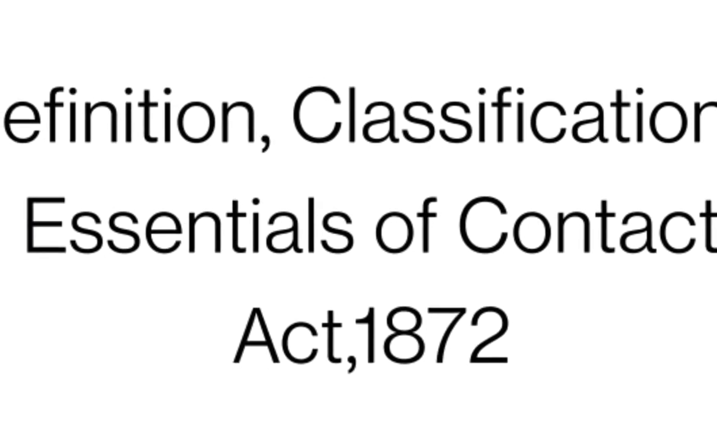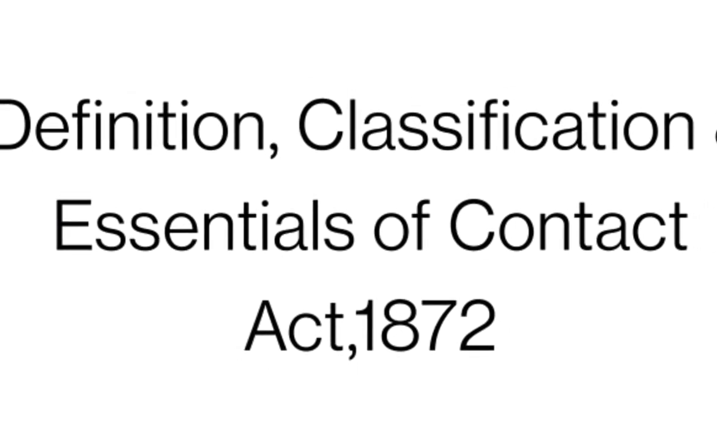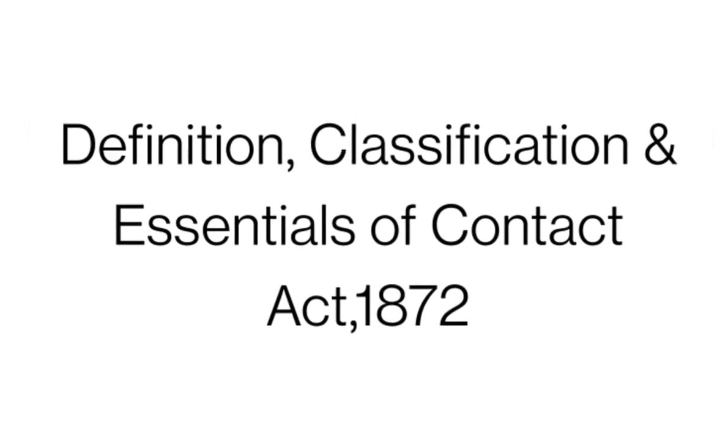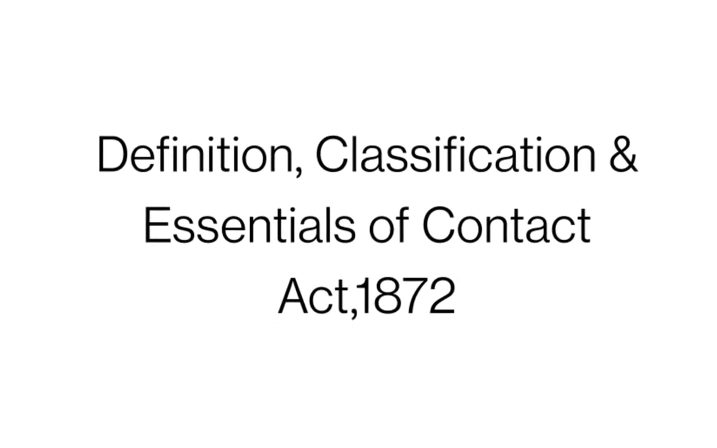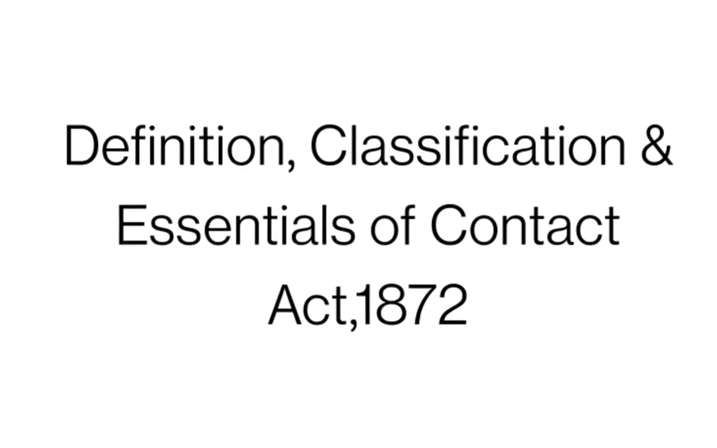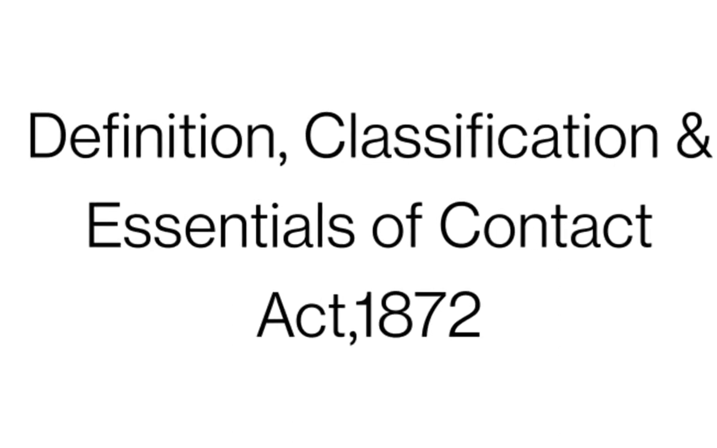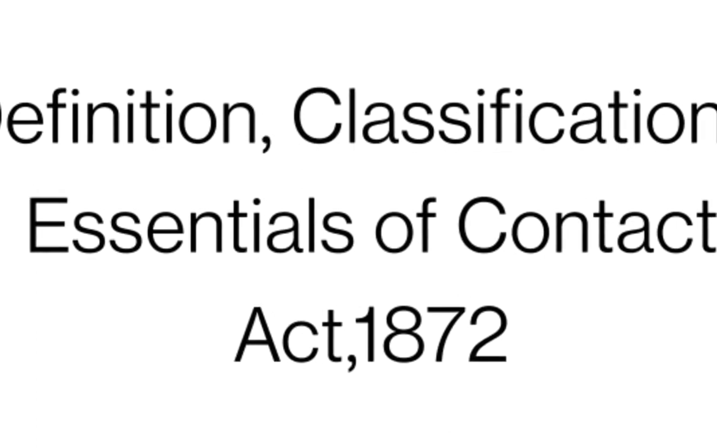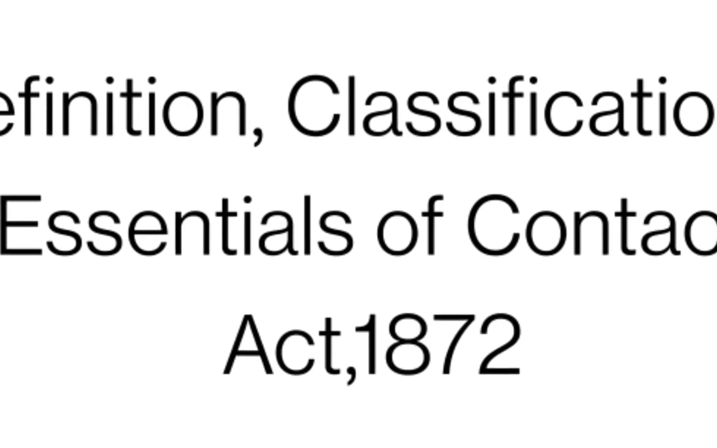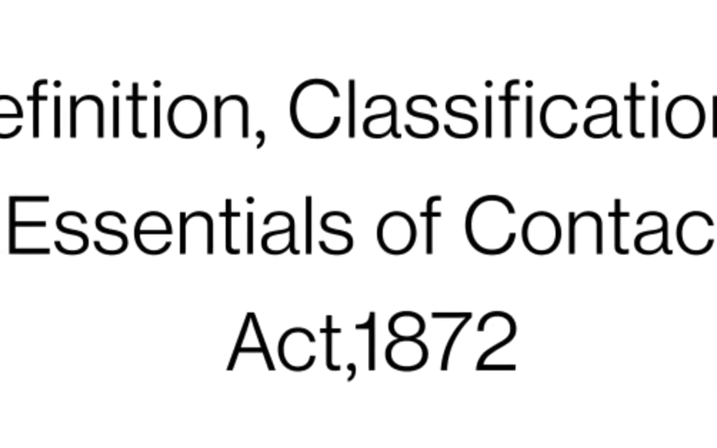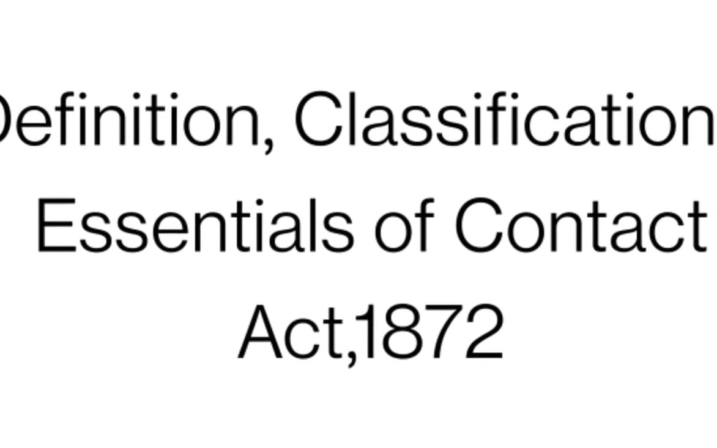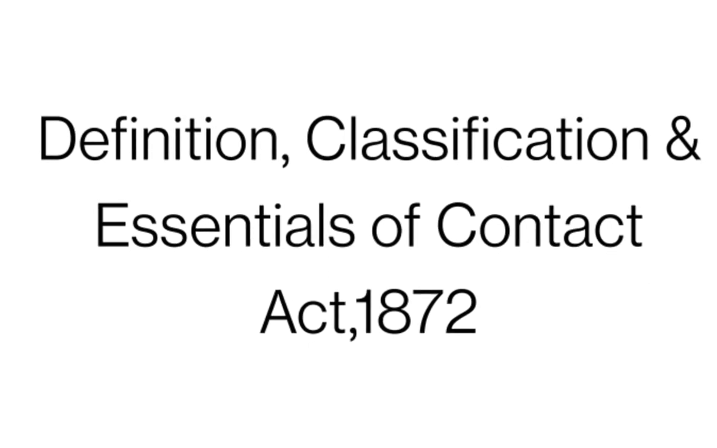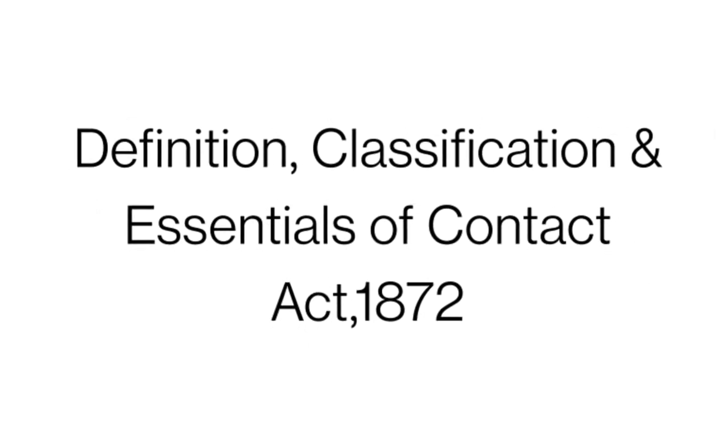So the capacity of the parties is very important. Fourth, the agreement must be supported by consideration on both sides. So there must be a consideration in the agreement. Fifth, the consent of the parties must be free and genuine. Sixth essential element is that the object of the agreement must be lawful. That means whatever the object of the contract is, it should not be unlawful. So it must be lawful.